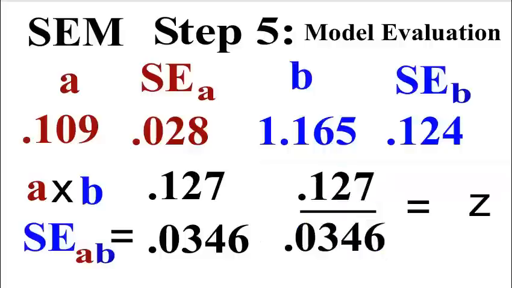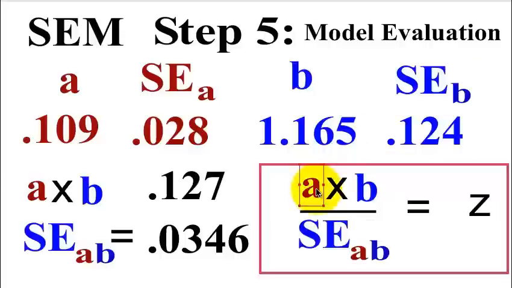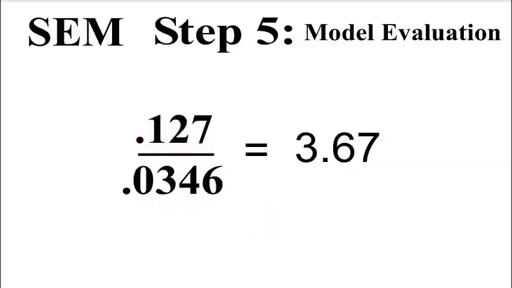All right, hammering on. So we simply substituted the values, right? A times B is this. This is the standard error of that. We're going to divide one by the other, and we're going to get a final z-score of 3.67.